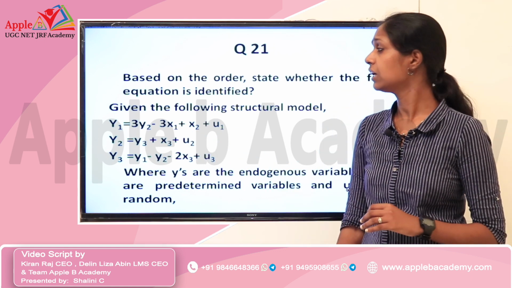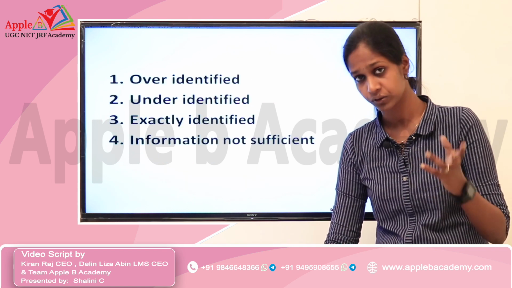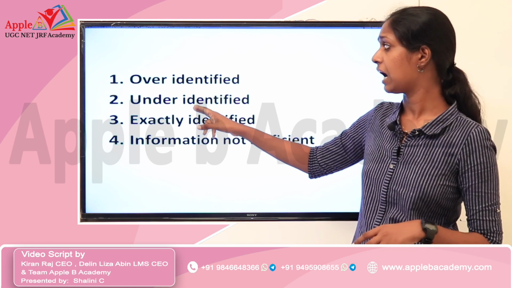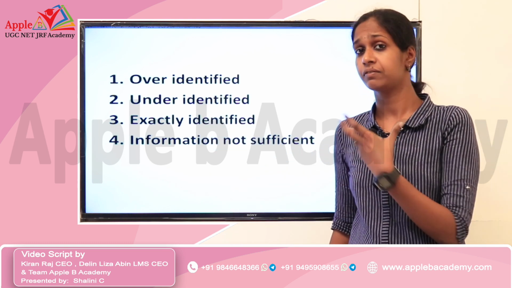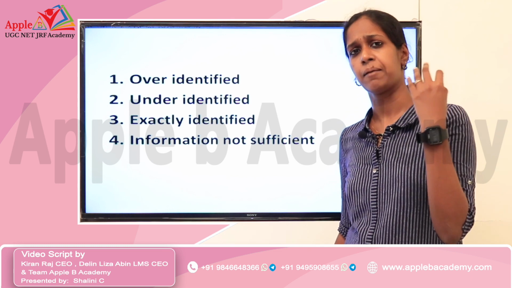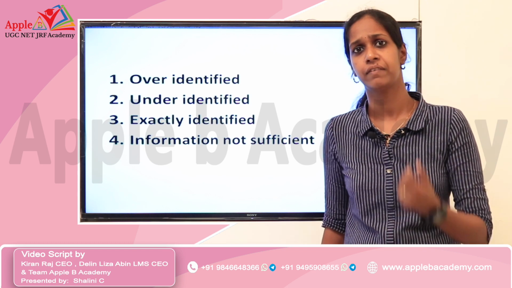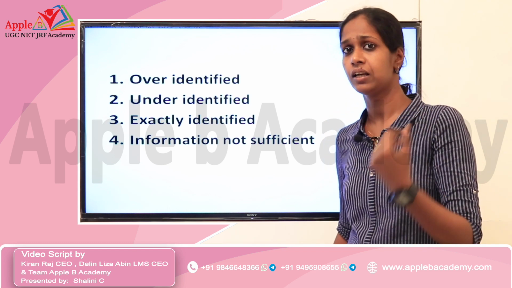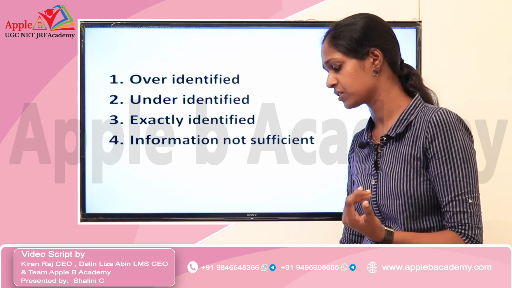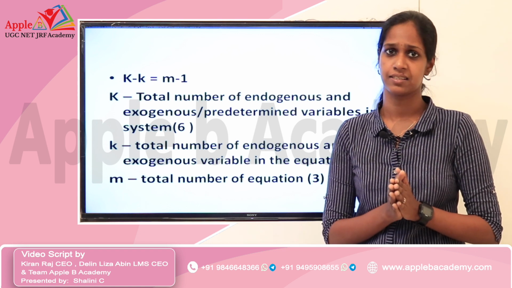So we have to use the order condition. So we have a formula for order condition. So we have to see whether it is over identified, under identified, exactly identified, or if the provided information is not sufficient to solve this question. So we employ the order condition K minus k equal to m minus 1, the equation we are very familiar with to find the order condition. So, K minus k is equal to m minus 1. We have already discussed this in the section of simultaneous equation.